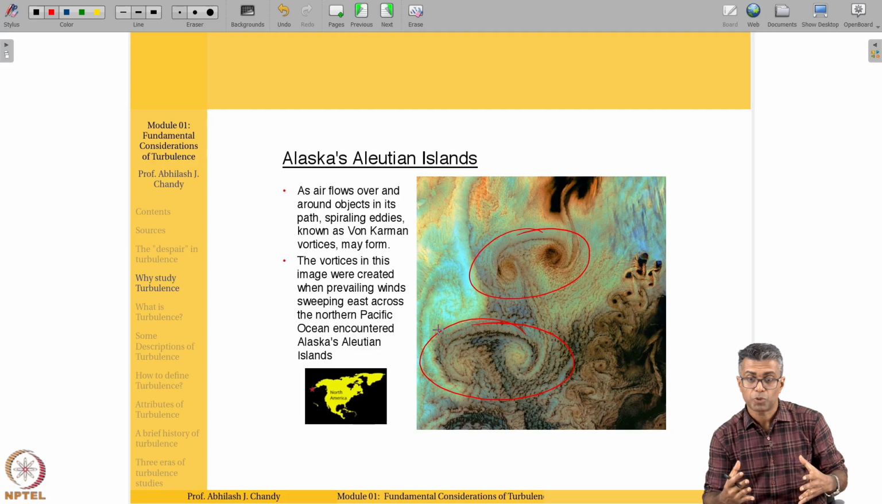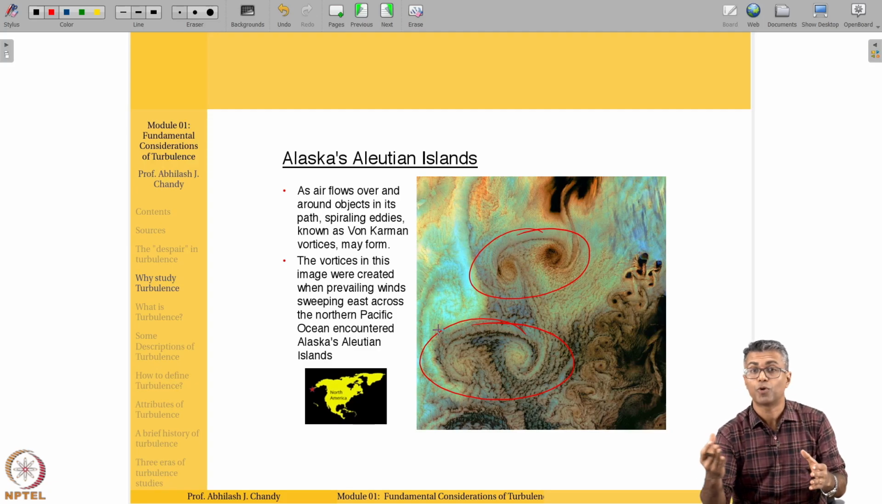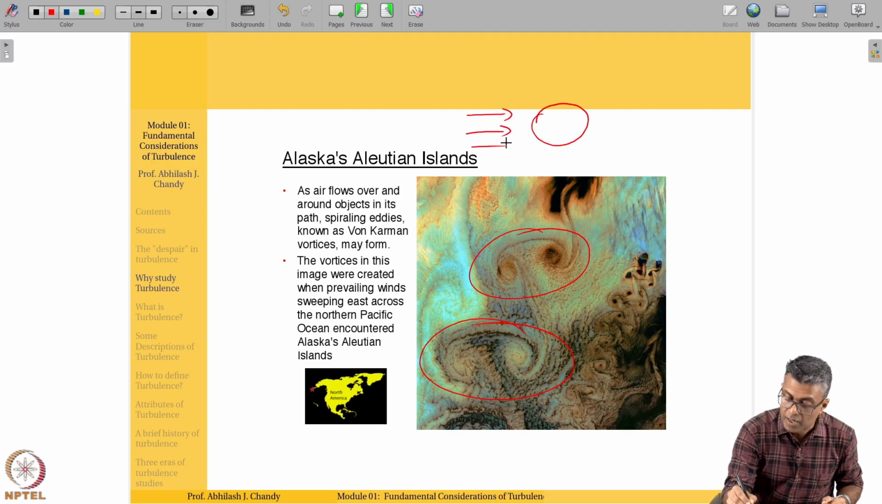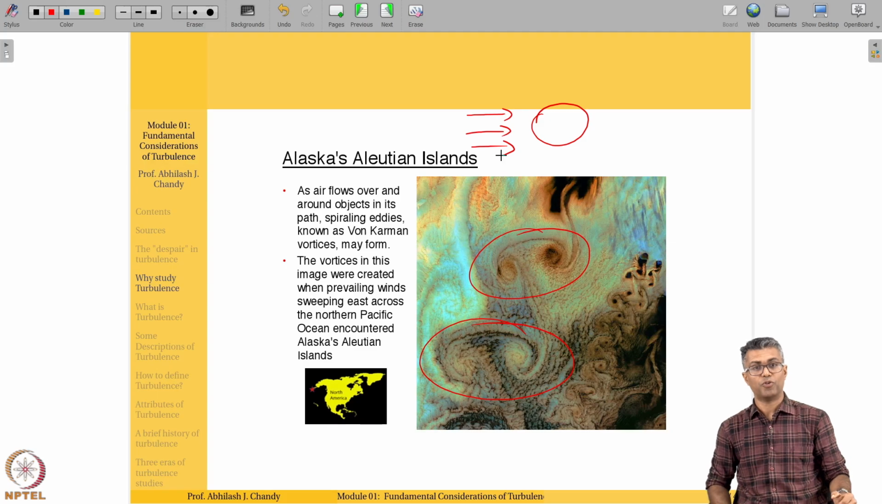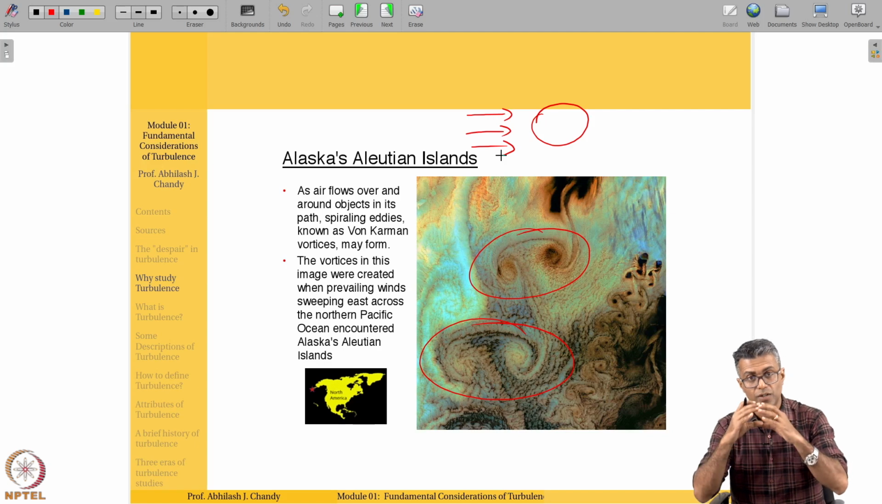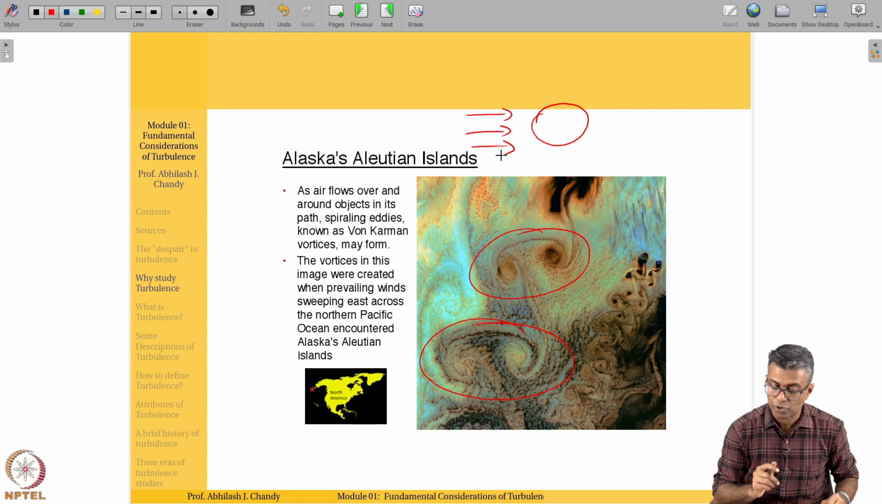Obviously, these will be much bigger in size compared to what? Compared to if I look at a cylinder and flow around it. This is a classic benchmark problem in fluid mechanics. Flow is going from left to right. I have a cylinder. I have obviously drawn it in 2D. The length of the cylinder is into the screen, and I am drawing the flow around a cylinder.